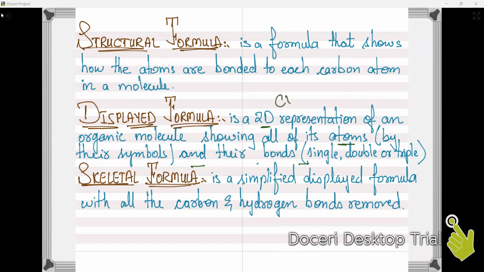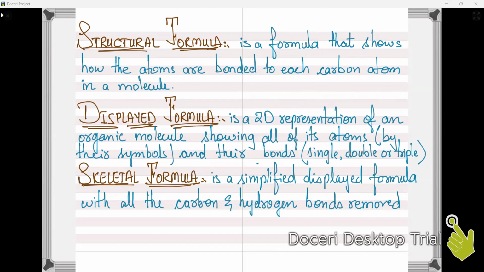Now, what is the displayed formula? For example, the displayed formula can be of CH4. For example, the displayed formula can be of C3H8. The displayed formula can be in multiple ways. It can be represented like this as well. You are just displaying it. So the displayed formula can have multiple representations as well.